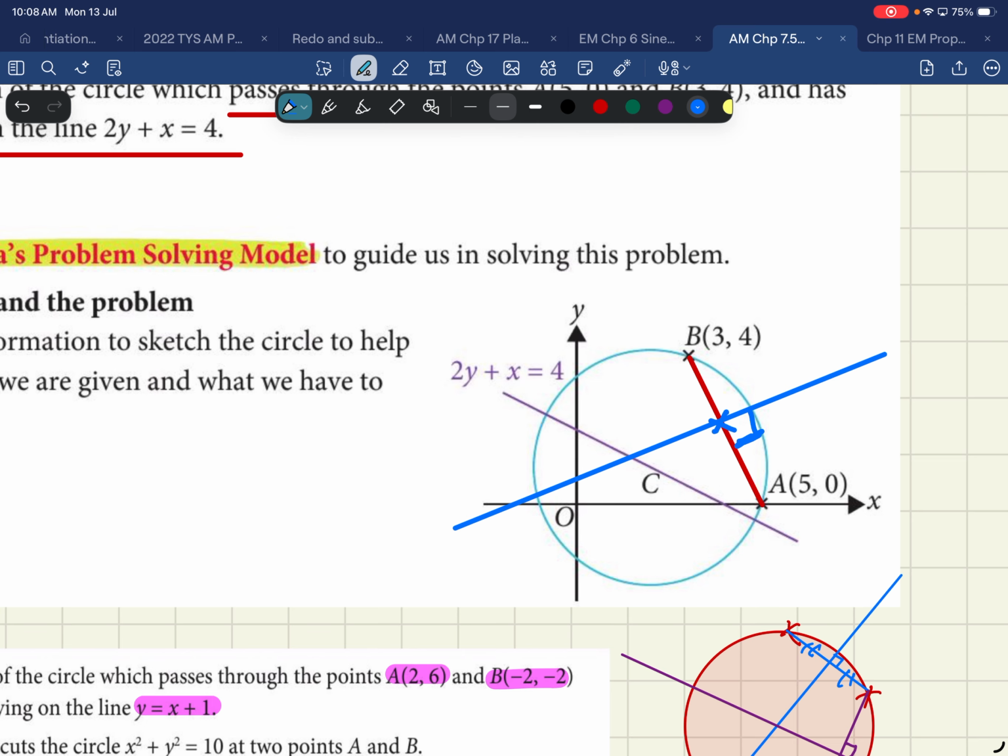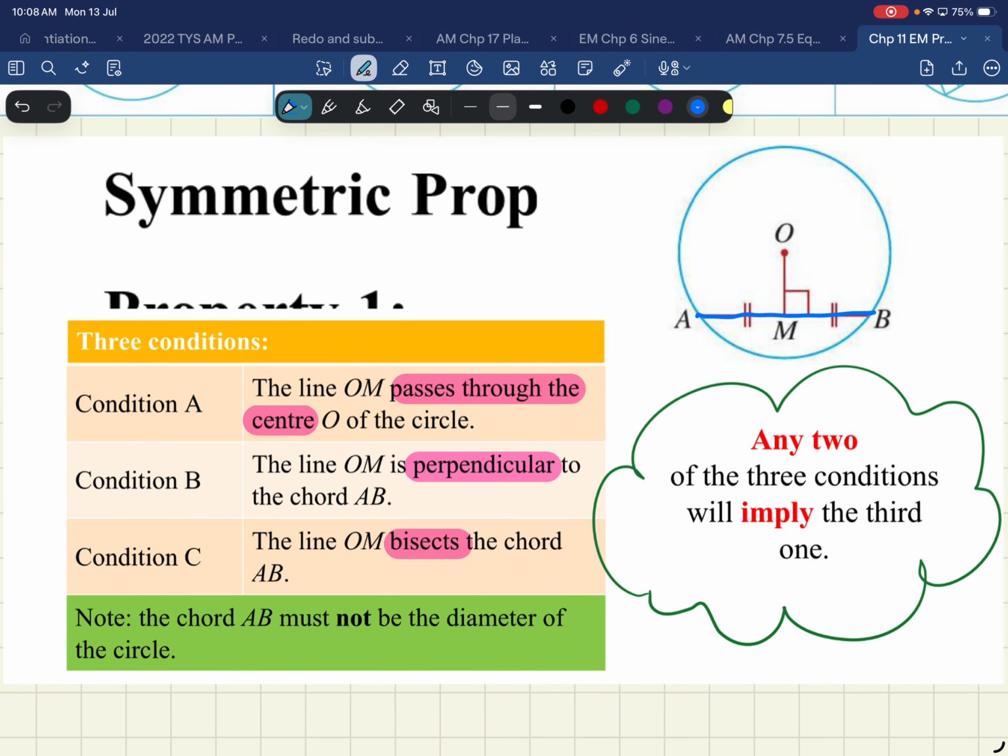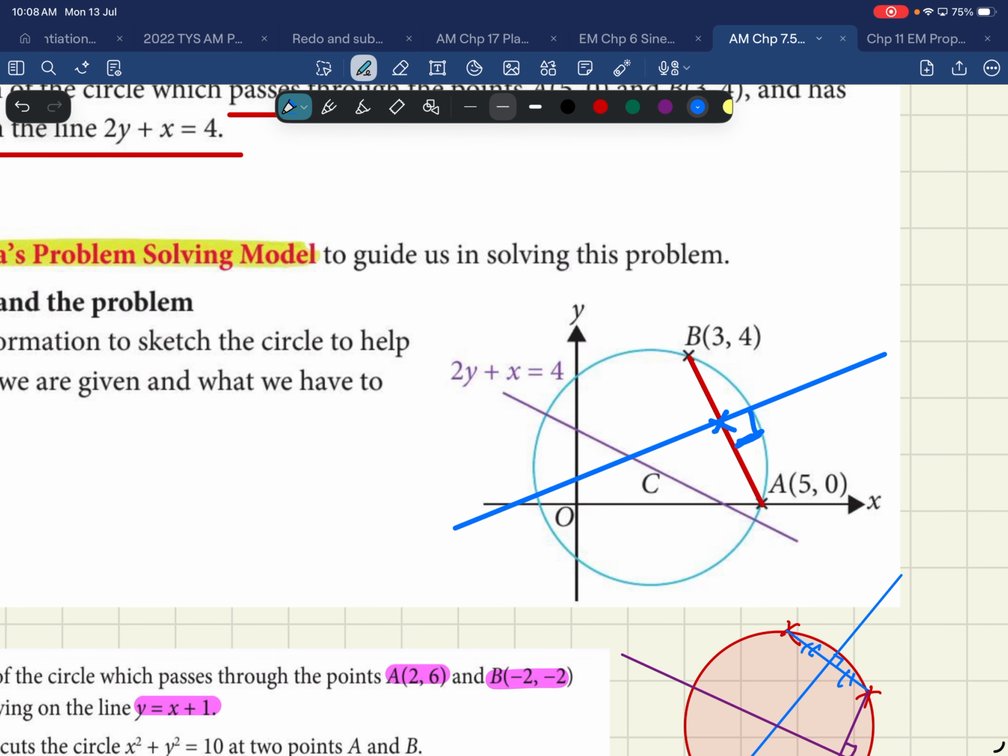Once I get the equation of the blue line, since it's a perpendicular bisector of a chord, I know this blue line must also pass through the center of the circle. Given by the question, the purple line also passes through the center of the circle. That means the blue line and the purple line must meet at the center. The intersection point must be the center of the circle. I know my drawing is not perfect. So do you do simultaneous equation? That's what I said. Simultaneous equation to get the center.